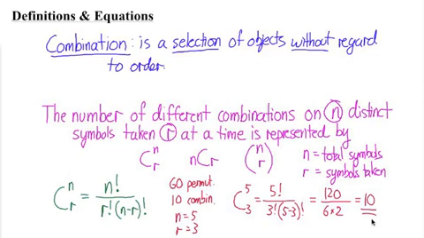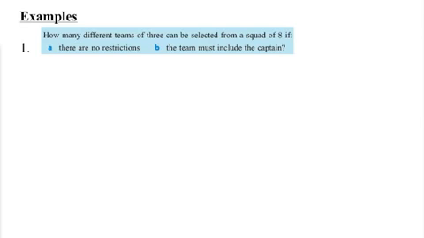Let's look at another example. And I'm going to show you in this example how to use your calculator as a shortcut. But you should know how to use the equation on its own without the calculator for quizzes and tests. So the question is, how many different teams of 3 can be selected from a squad of 8 if there are no restrictions? So in section A, we're going to set up our combination notation.